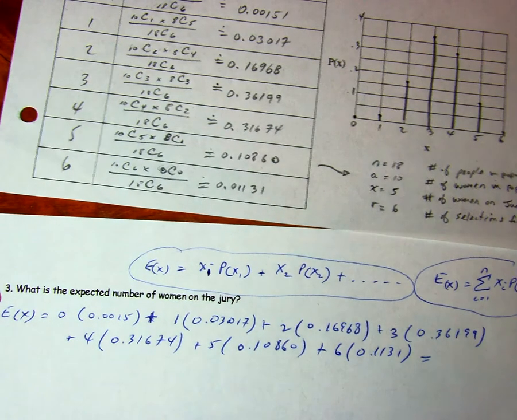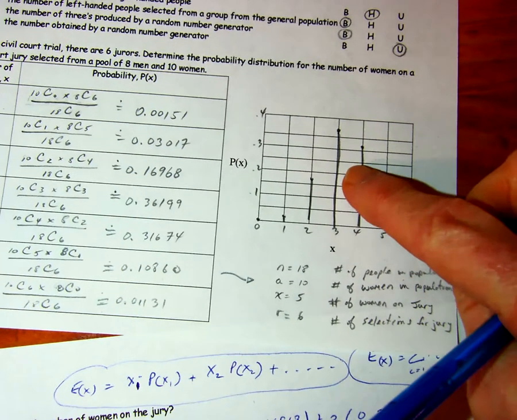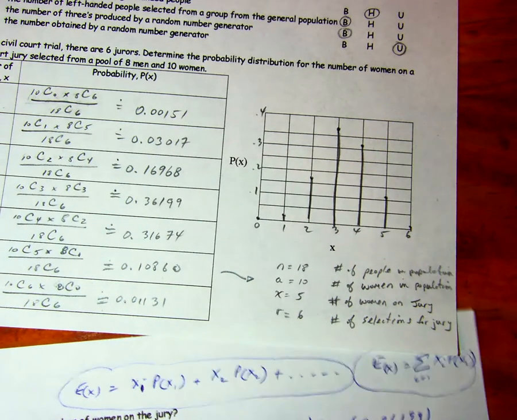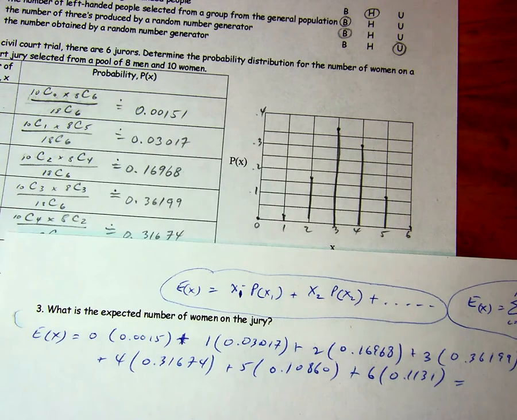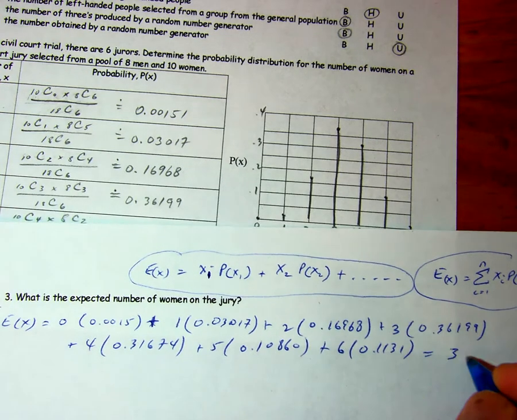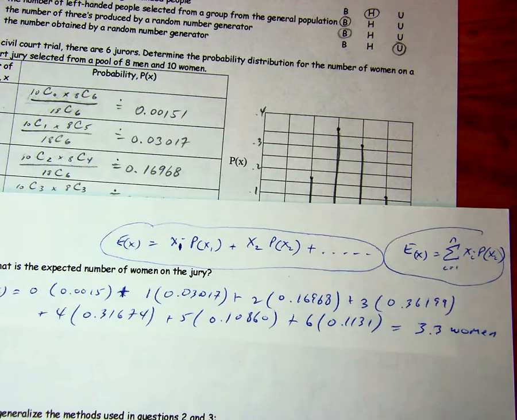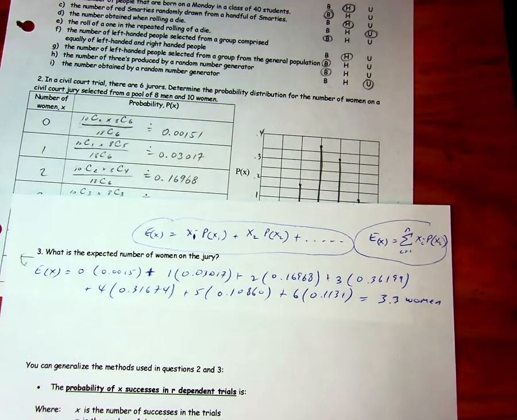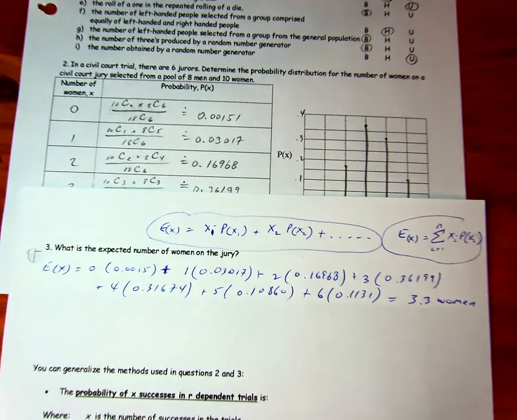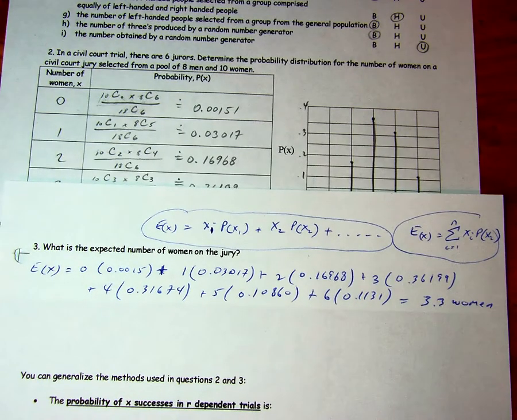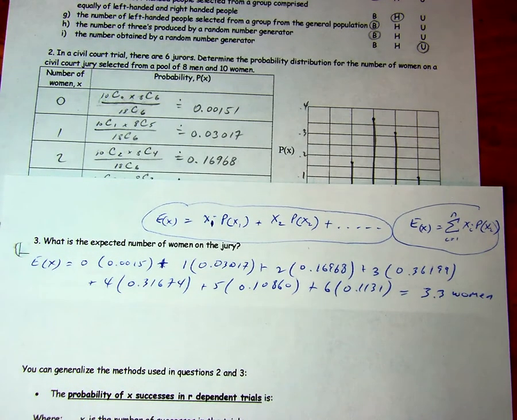The expected value, you would expect it to be around 3, because that's the peak here. And the answer is 3.3 women. So if you randomly selected 6 people and did it millions of times, on average from this group, the average number of women would be 3.3.